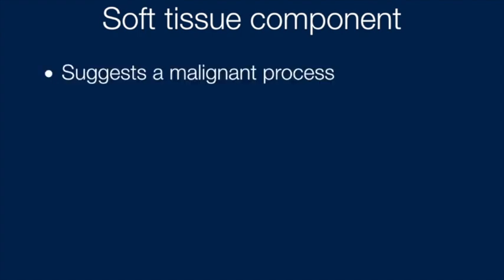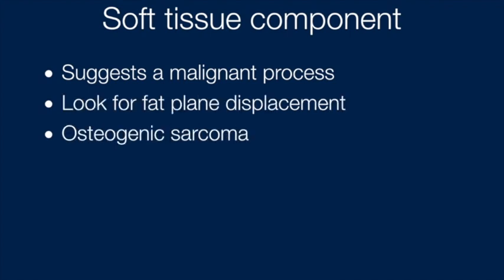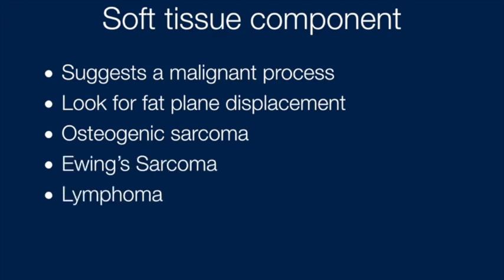A soft tissue component can be very difficult to identify on a radiograph, but it does suggest a malignant process. The thing that will be helpful is to look for fat plane displacement. An example would be an osteogenic sarcoma, Ewing sarcoma, lymphoma can all do that.